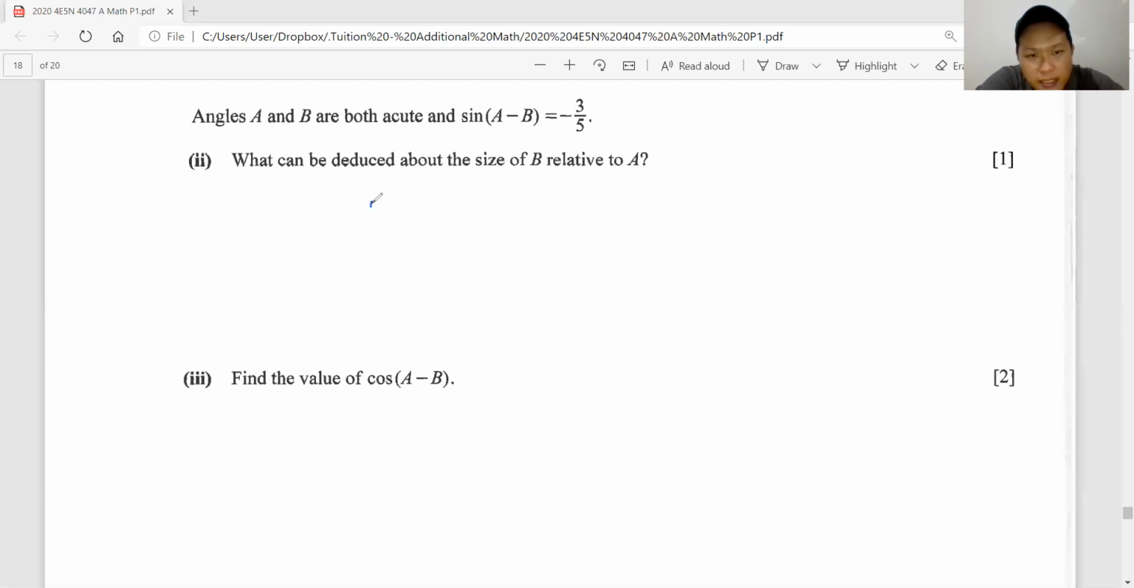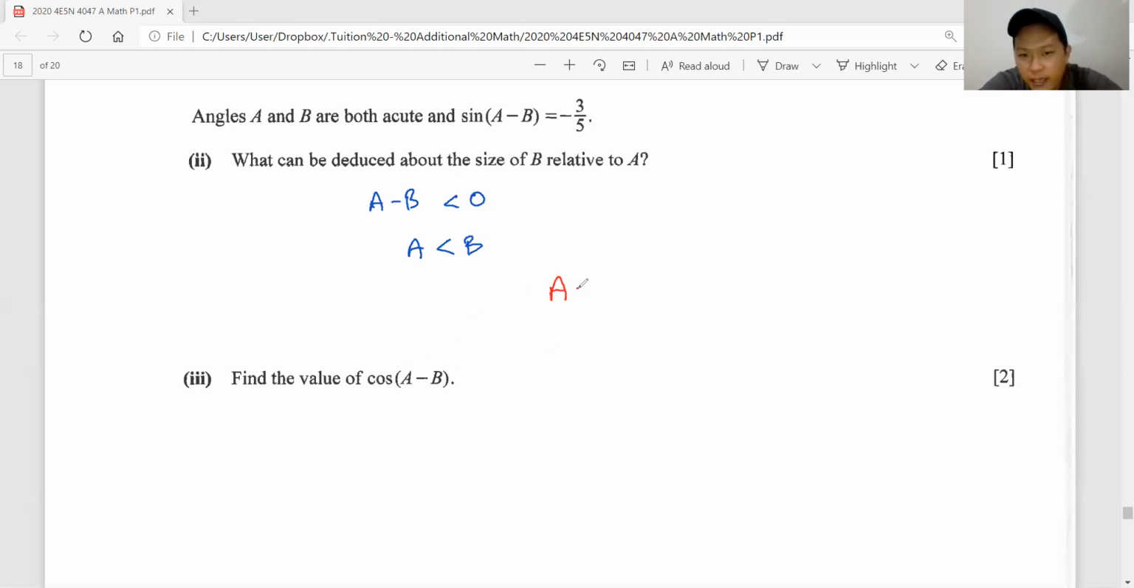So therefore, I can say that A minus B is less than 0. It is a negative acute. If A minus B is less than 0, it means A is smaller than B. Done already. What can be deduced about the size of B relative to A? I can say A is smaller than B, or the other way around, B is larger than A. Also can. Now, find the value of cosine of A minus B.